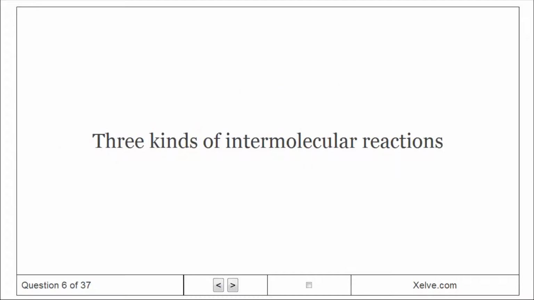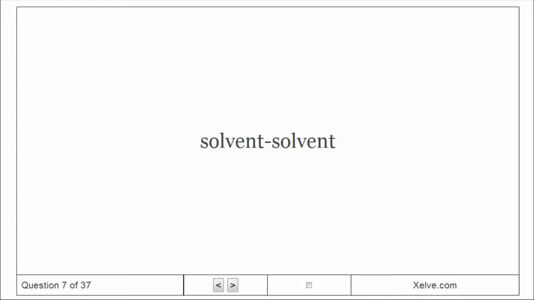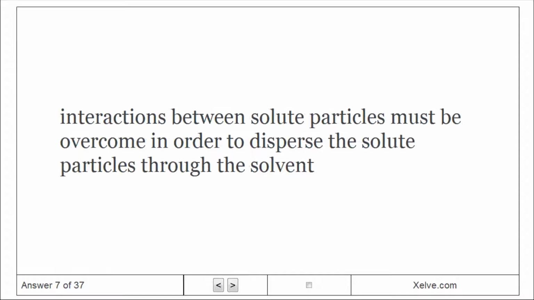Three kinds of intermolecular interactions: 1. Solute-solute. 2. Solvent-solvent. 3. Solvent-solute. Solute-solute: interactions between solute particles must be overcome in order to disperse the solute particles through the solvent.